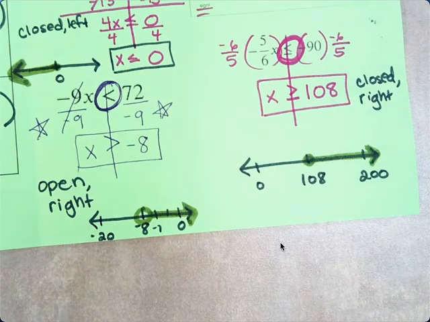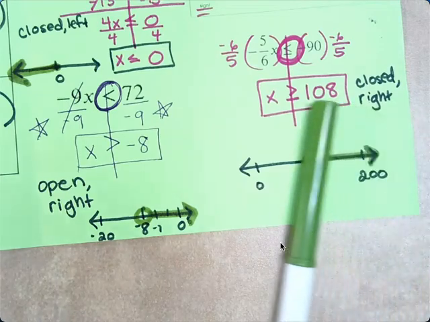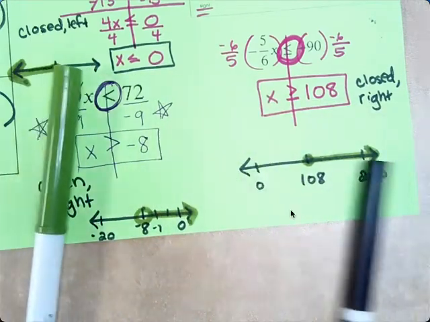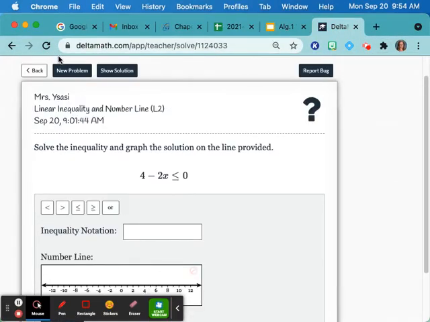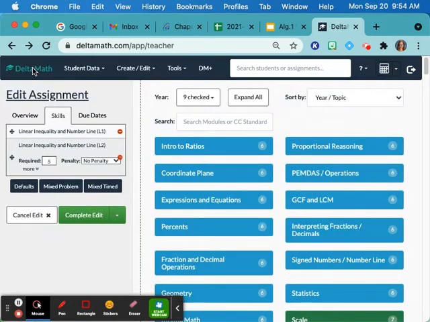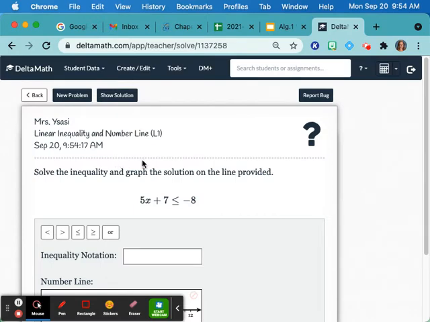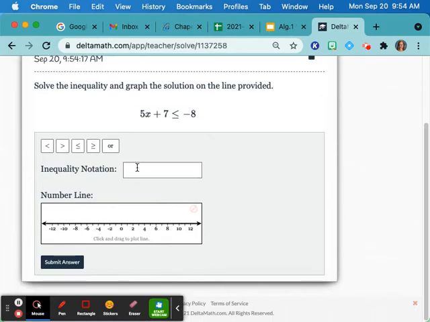Your assignment, don't start moving yet. Let me tell you about your assignment. It's on Delta Math. Let me show you what it's going to look like. You are going to solve and graph. So there are 2 skills on here. You need to do 5 of each. So you would solve this, write the inequality notation, and then draw the number line.